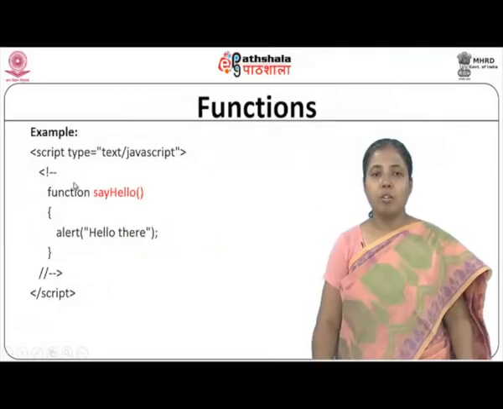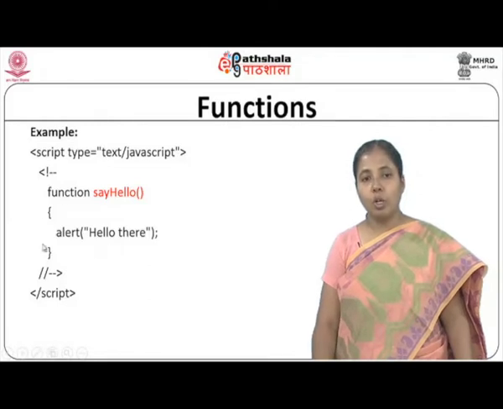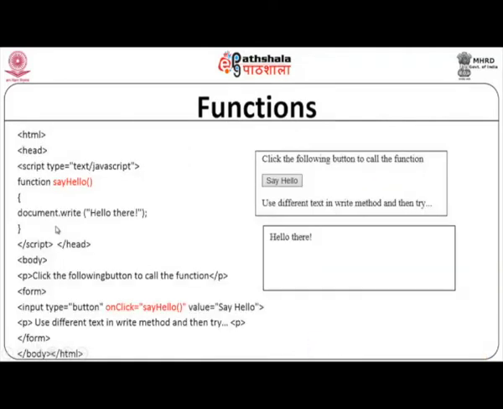Now, this is a small example of how we declare a function called sayHello. The name of the function is sayHello and we are trying to display an alert message. So, we are using a dialog box called alert, and then this is the message that would be displayed in the alert box. Now, in order to invoke this function, you will call the function from the body of the HTML document. Only when the function is called, it gets executed.